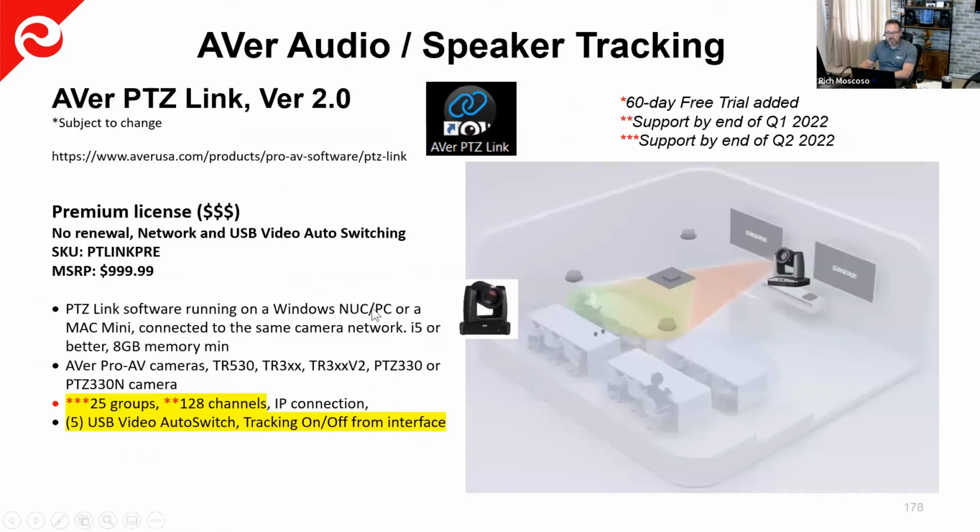All right, so the premium license, right? This is a PTZ Link Pre. MSRP is $999.99. So as mentioned before, this will give you the ability to do everything that is discussed in the other video, where the camera is at the front of the room pointing towards an audience or a table or a conference room, and we'll go to a preset depending on which lobe or channel is active.